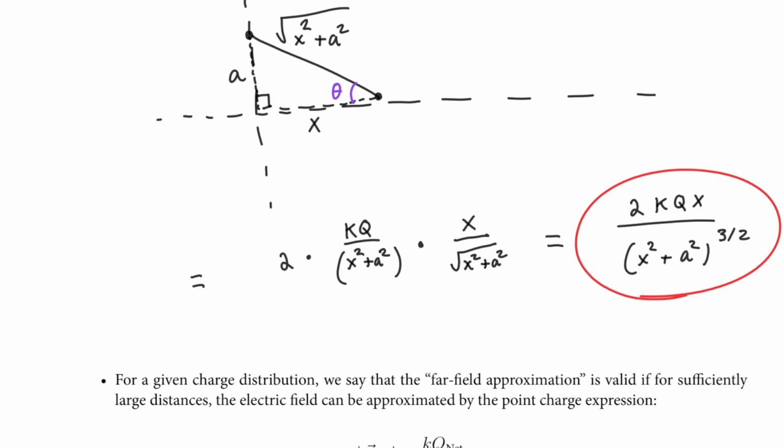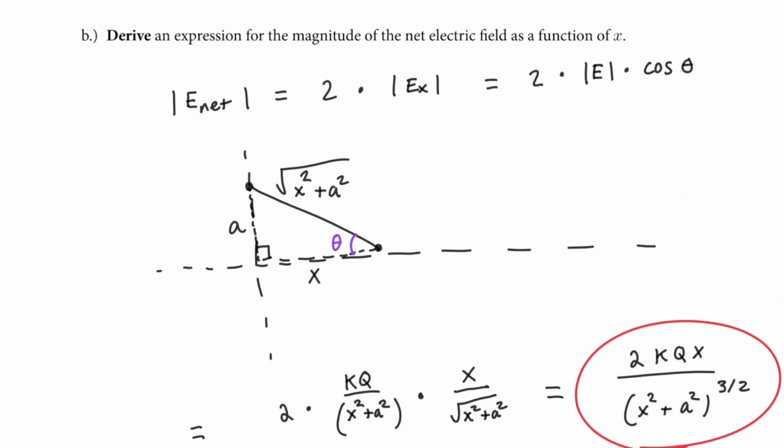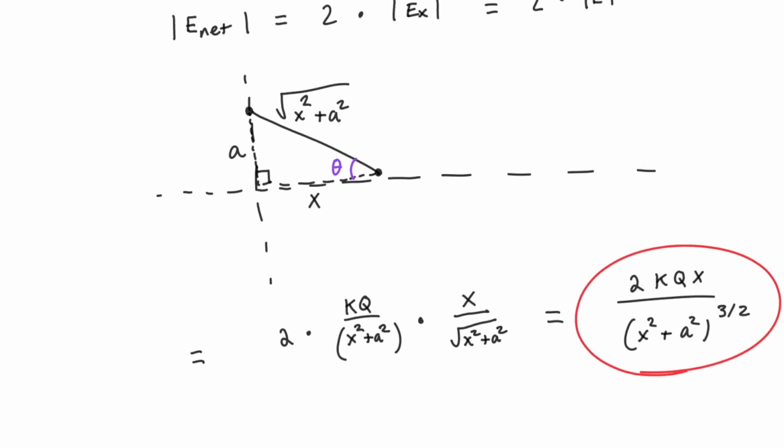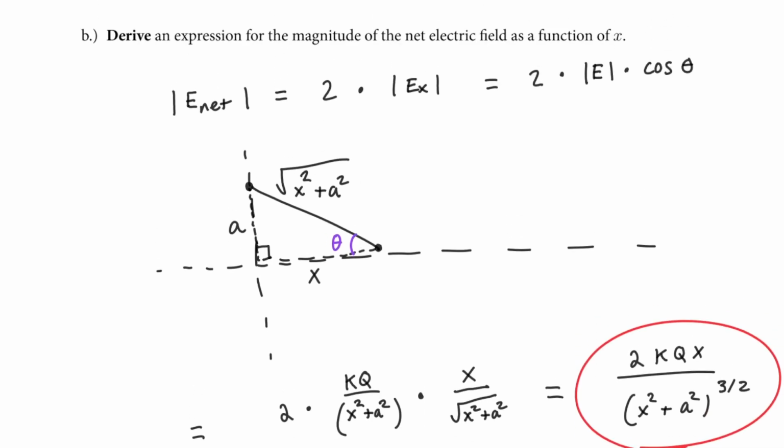That is something that we've seen once now. This will come up a lot. If you ever see that 3/2 power show up, it's from this cosine or sine idea, where you end up tacking on an extra square root factor.